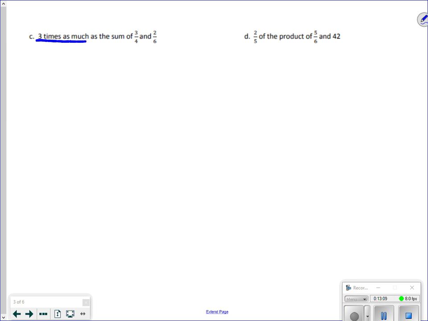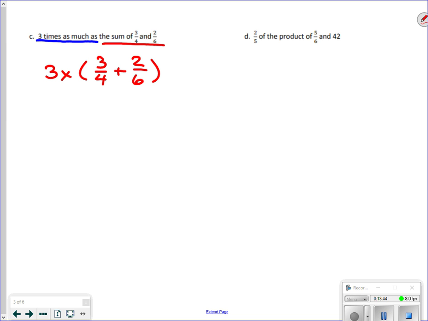Three times as much as the sum of 3/4 and 2/6. 3 times 3/4 plus 2/6. That's what your expression should be. Now I cannot add these, because you need a common denominator.